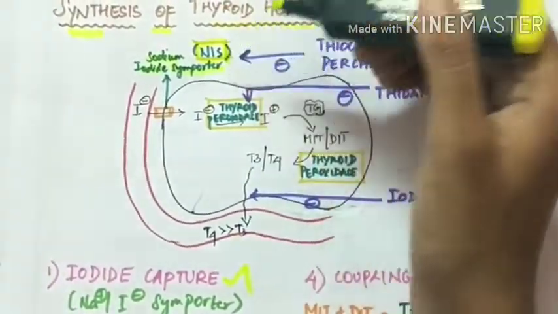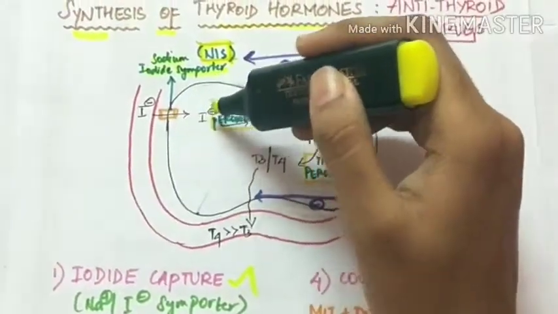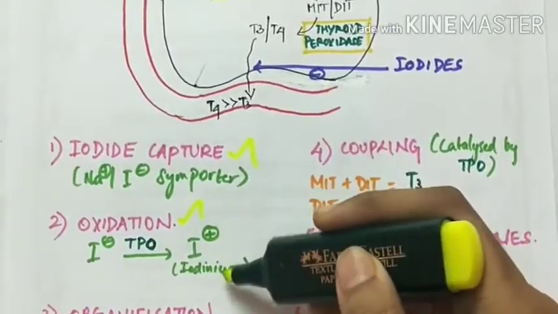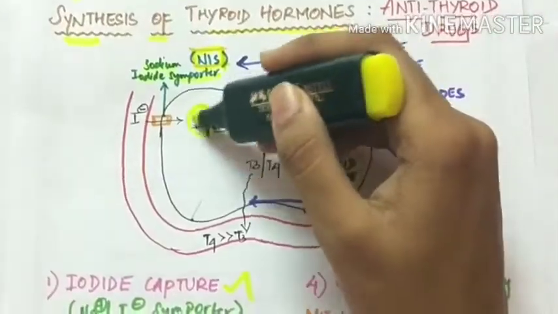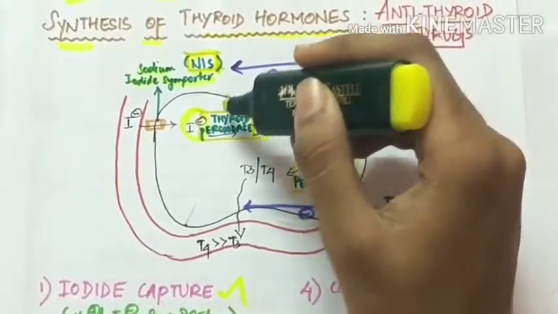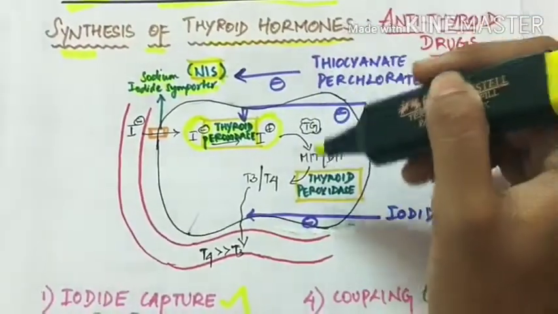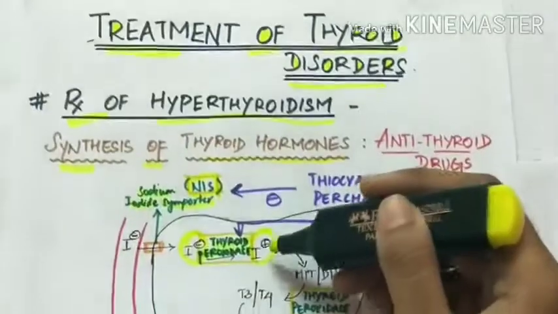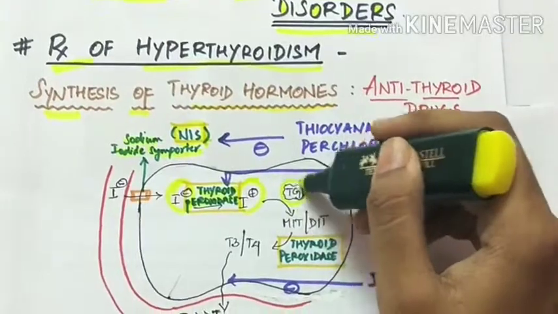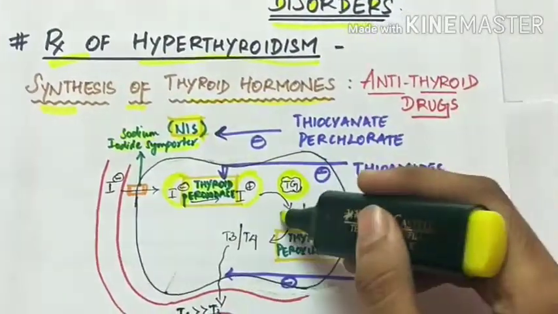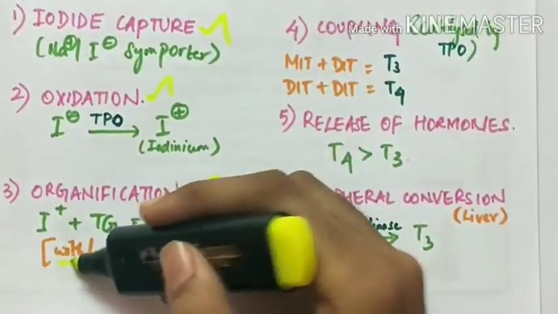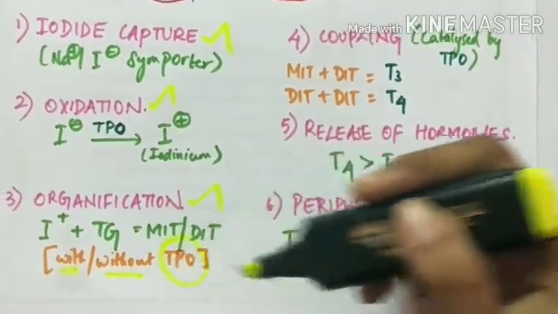as NIS. So after the iodide enters, the second step is oxidation of iodide into iodine. Iodide is oxidized to iodine with the help of enzyme thyroid peroxidase. The third step is organification. That is, the iodine gets combined with the thyroglobulin to form monoiodotyrosine and diiodotyrosine. This can occur with or without the thyroid peroxidase enzyme.